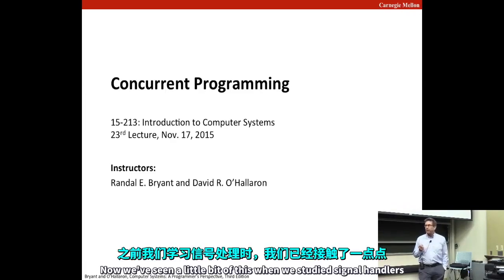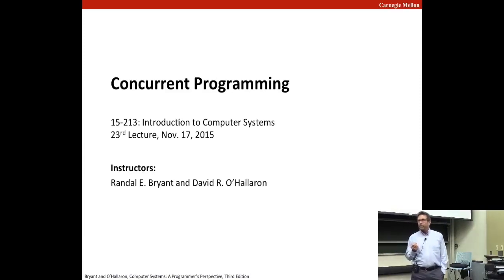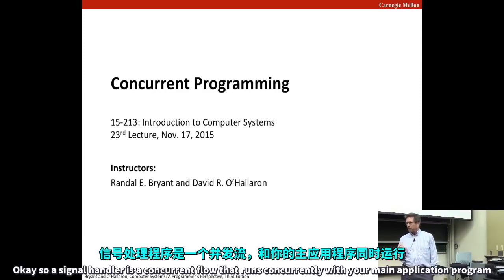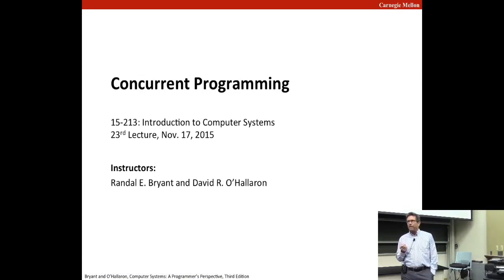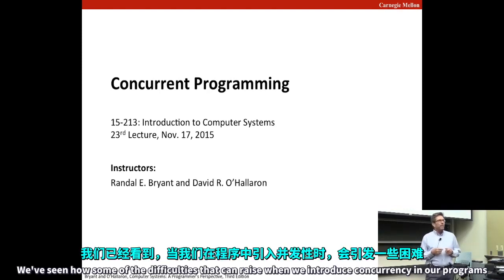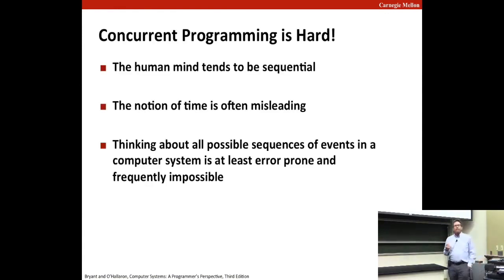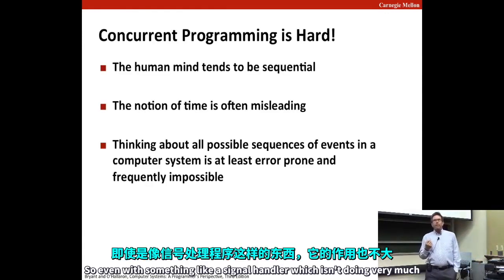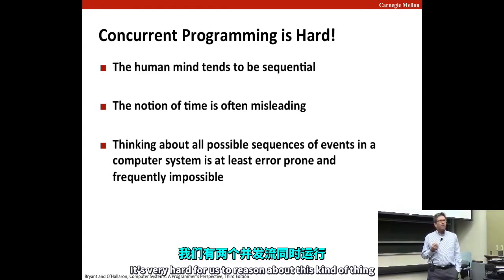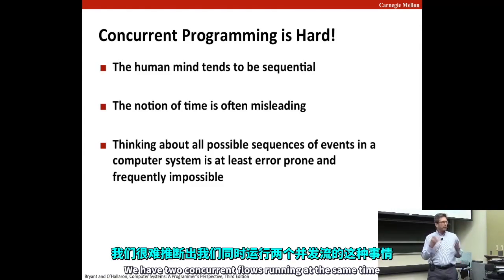Now, we've seen a little bit of this when we studied signal handlers. A signal handler is a concurrent flow that runs concurrently with your main application program. And we've seen some of the difficulties that can arise when we introduce concurrency in our programs. Even with something like a signal handler, which isn't doing very much, it's very hard for us to reason about this kind of thing when we have two concurrent flows running at the same time.